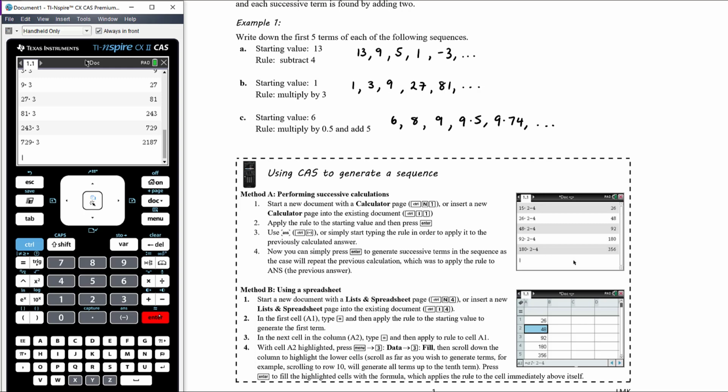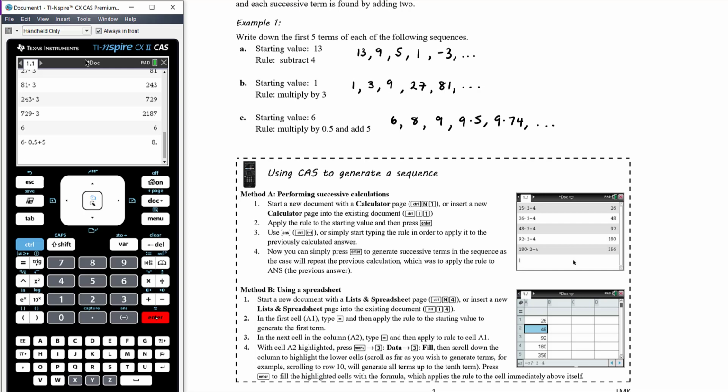Final part C, starting value is 6, so type 6 and press enter, lock in that starting value, okay? And then we want to multiply by 0.5 and add 5. So again, the first thing I want to type is an operation, so multiply by 0.5 and then add 5. So that's done 6 times 0.5 plus 5, which is 8, which is what we got.